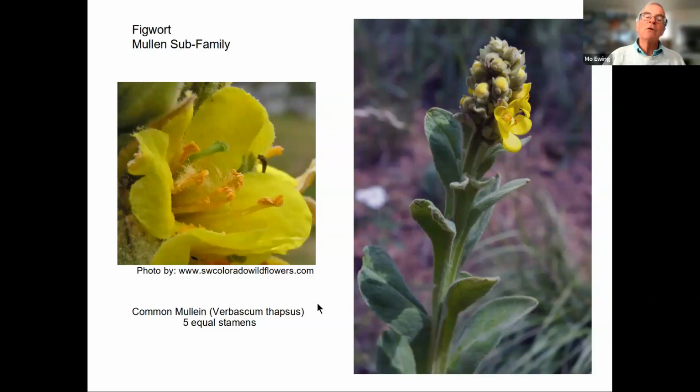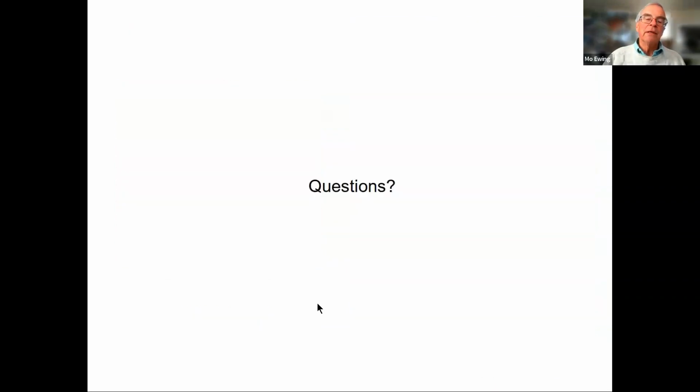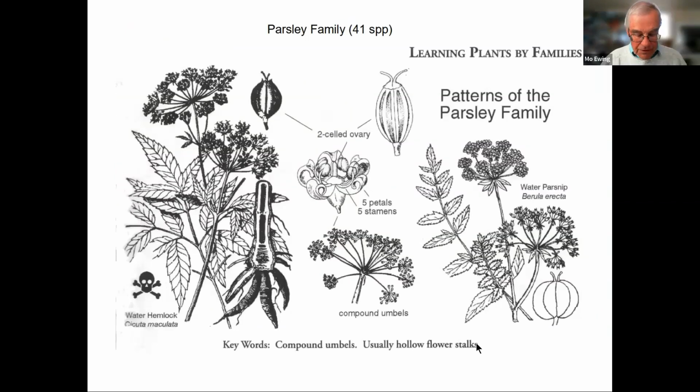Okay, so now let's go to one that's really easy in comparison. This is the carrot or the parsley family, Apiaceae. There are 41 species, and the keywords are compound umbel and usually hollow flower stalks. So what's a compound umbel? An umbel occurs when the flowers all come out of the tip of the stem.